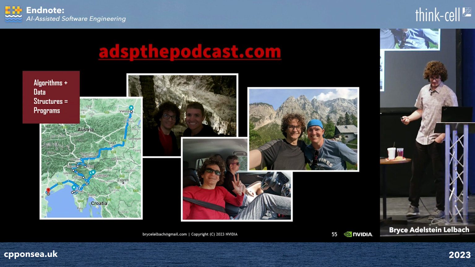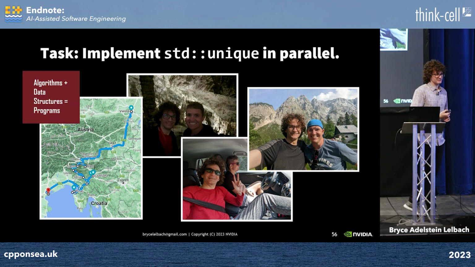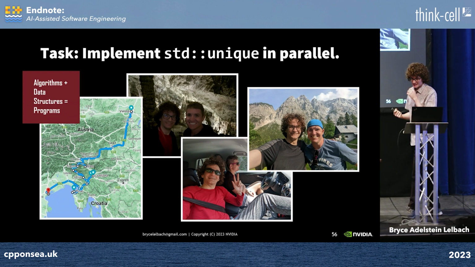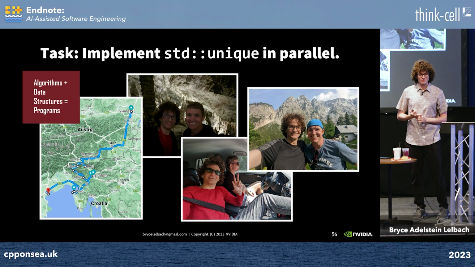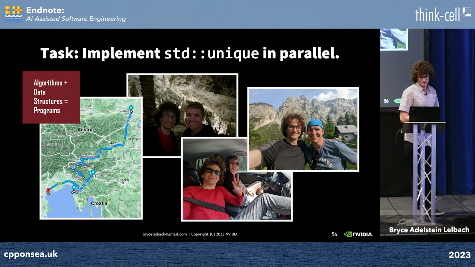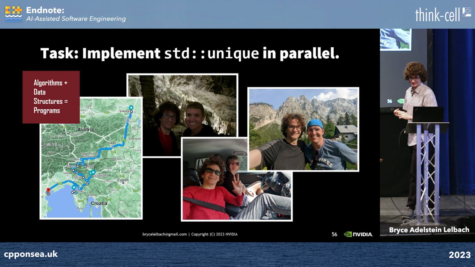Said podcast led us to a road trip across Slovenia a few weeks ago. It was great fun. And that road trip led to a discussion of how to implement std unique in parallel. So std unique takes a range as input and removes all consecutive duplicate elements from that range by shifting them in such a way that the duplicate elements will be overwritten.